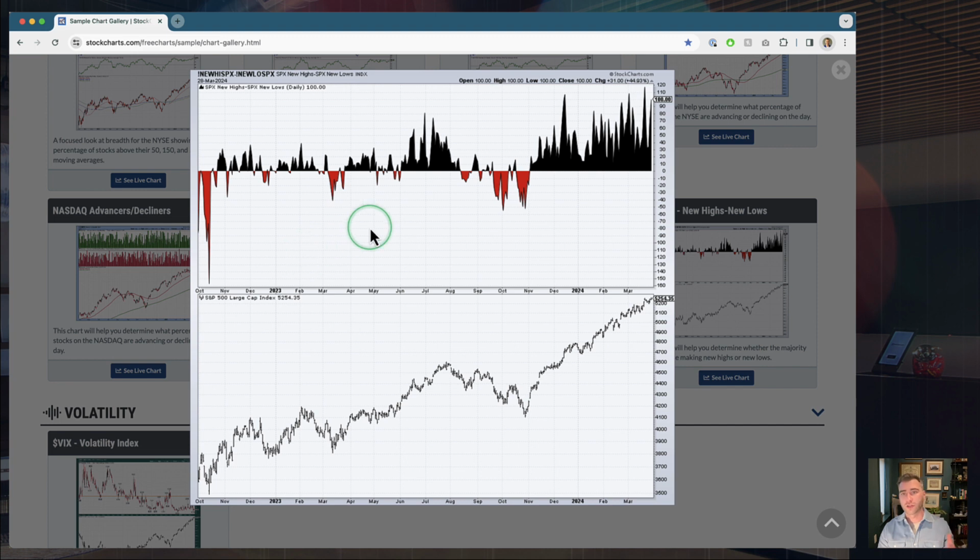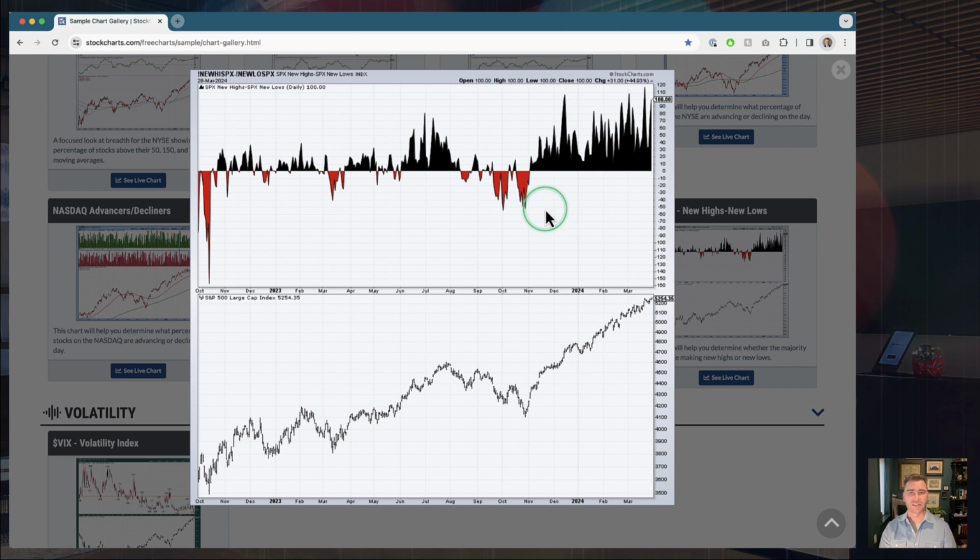Now, when times are good, for instance, right now, you're going to see this up in the black. In this case, that means the majority of stocks in the S&P 500 are making new highs. There's more stocks making new highs than making new lows. That tells us that the participation is going in the right direction.